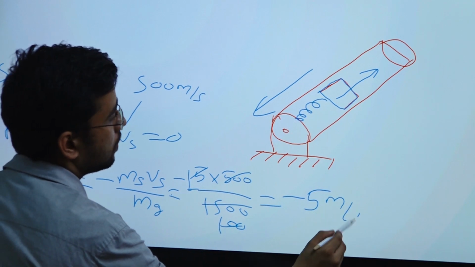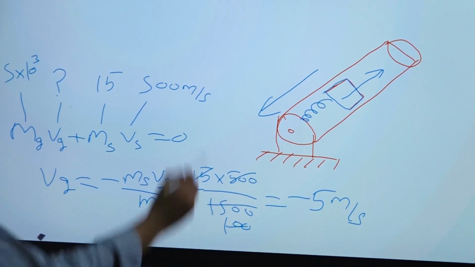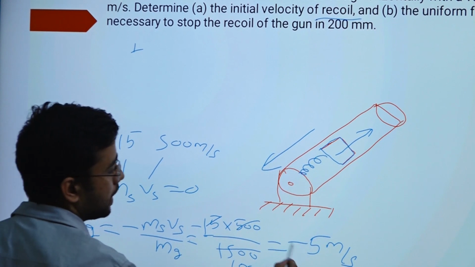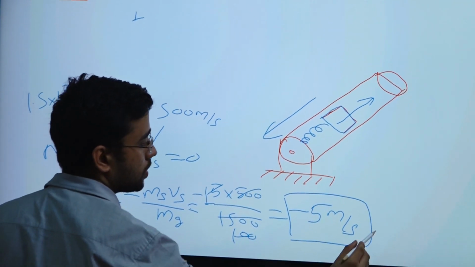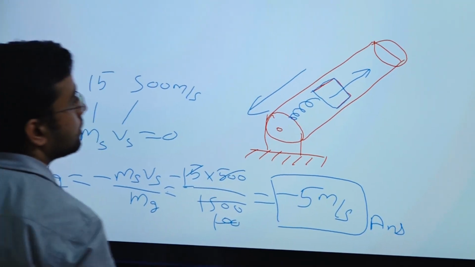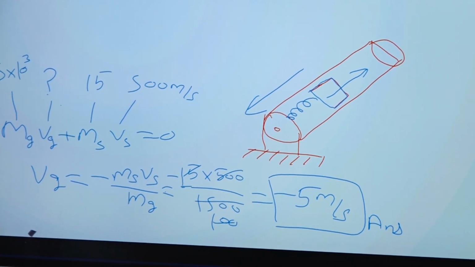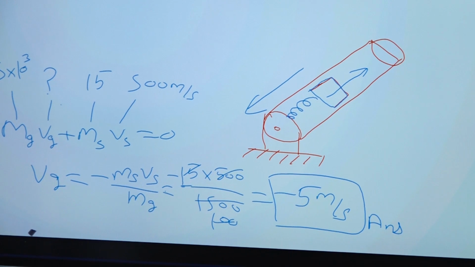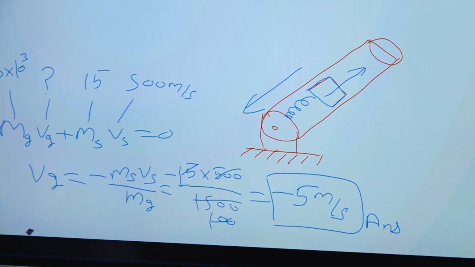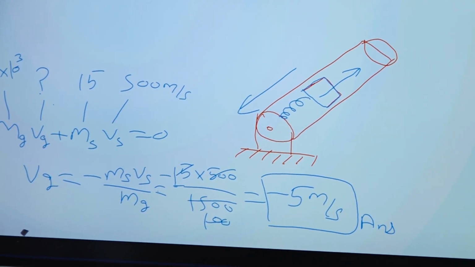So the recoil velocity is minus 5. That is the answer of the first question. Now the second question: the uniform force necessary to stop the recoil of the gun, where the recoil is 200 millimeter. So what they are asking now is the uniform force that is needed to stop the recoil of the gun.